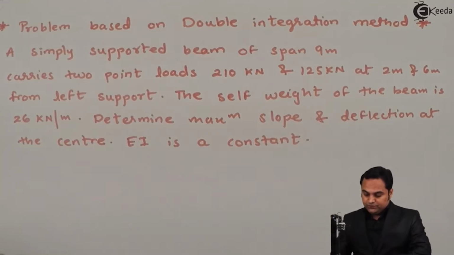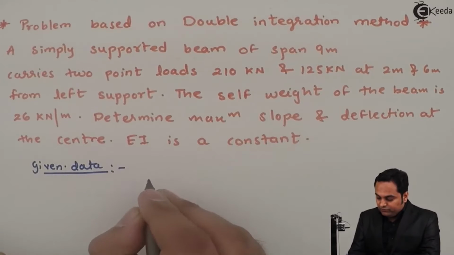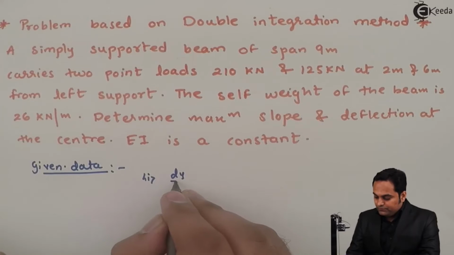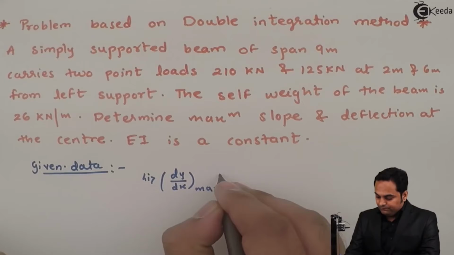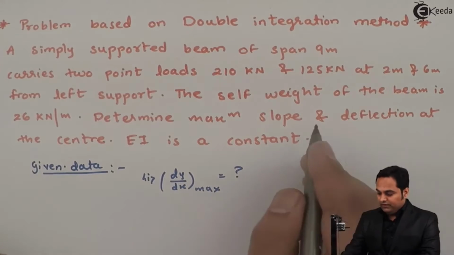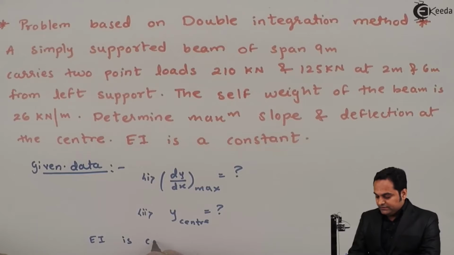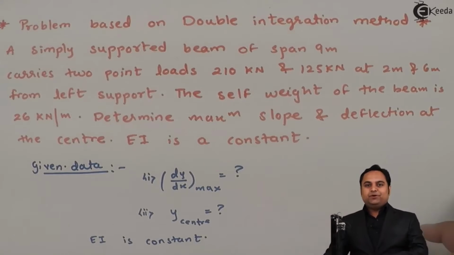EI is a constant. So here in the data, we have to find out the maximum slope. Maximum slope is denoted by dy by dx. So we have to find out the maximum value of dy by dx. And deflection is denoted by y at the center, and it is given that EI is constant. So now, with the data available, let us try to get the solution to this problem.